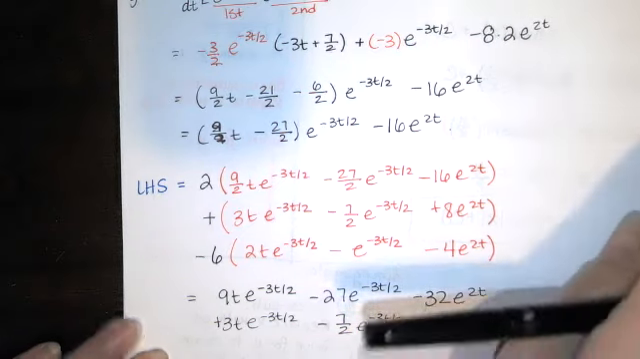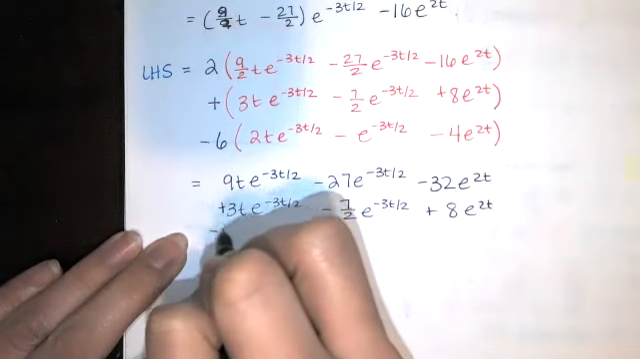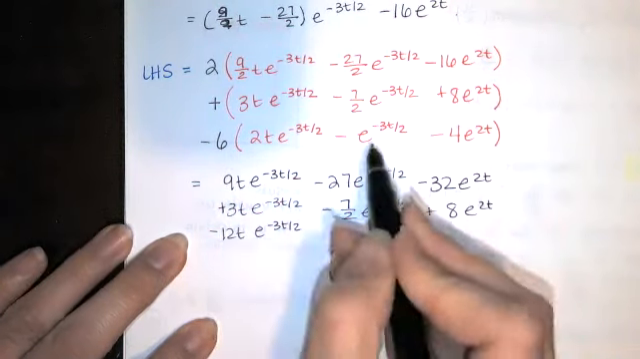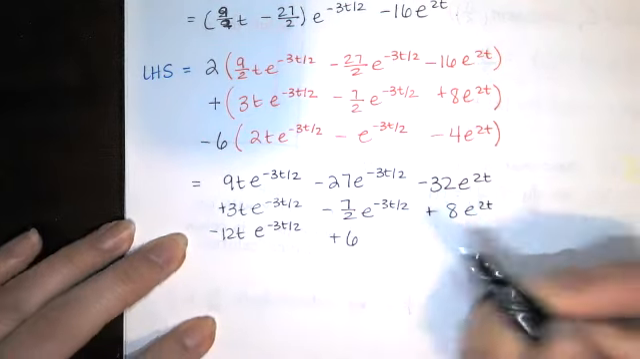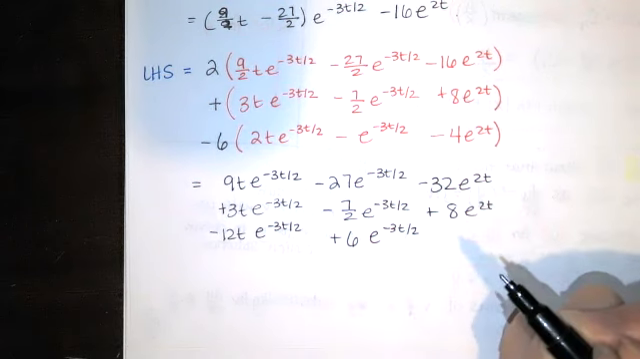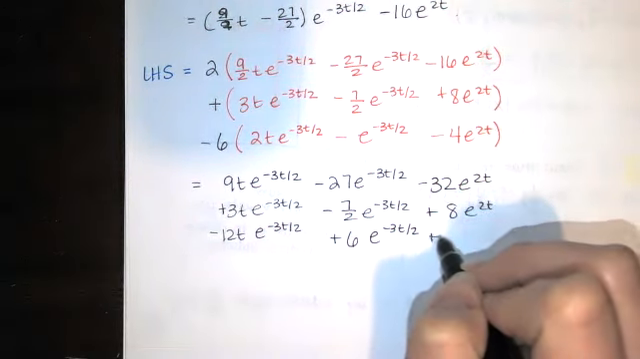And then here I want to distribute the -6. This is going to give me a -12t times that exponential. -6 times -1 is +6 times this exponential. And then we have a -6 times a -4 is +24.